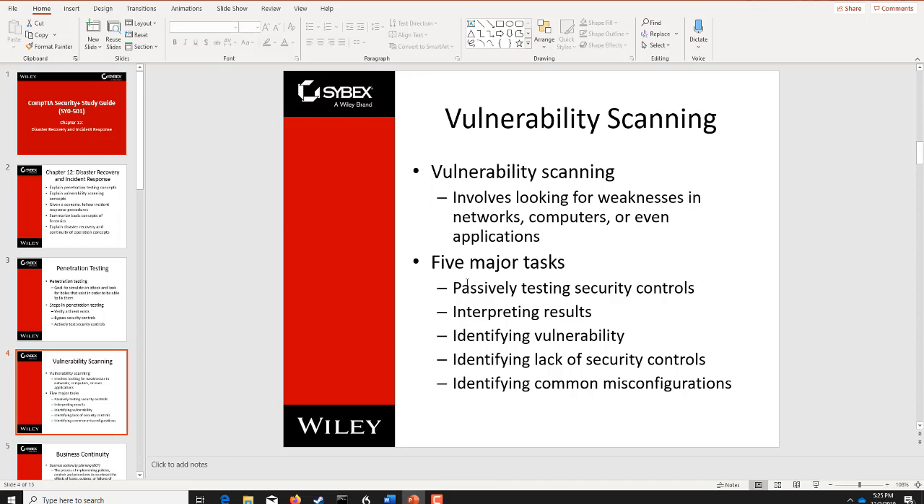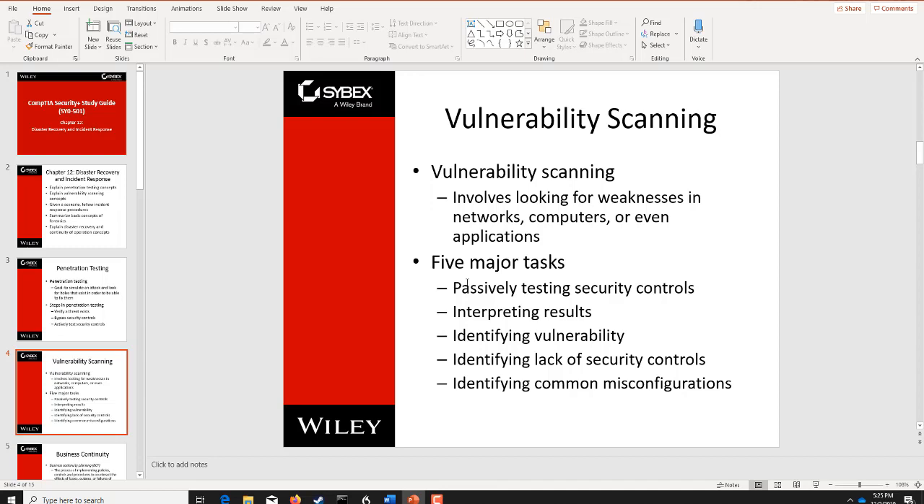But there are 5 major tasks that we see in vulnerability scanning. Passive testing, and this can be done with just simple tools like a browser or Wireshark or tcpdump or some sort of sniffer. We can interpret results from our scans to see what potential, and I want to emphasize that word, potential vulnerabilities there are. Once we've identified those potential vulnerabilities, we then need to look at the control to see if that vulnerability actually exists and test against it.